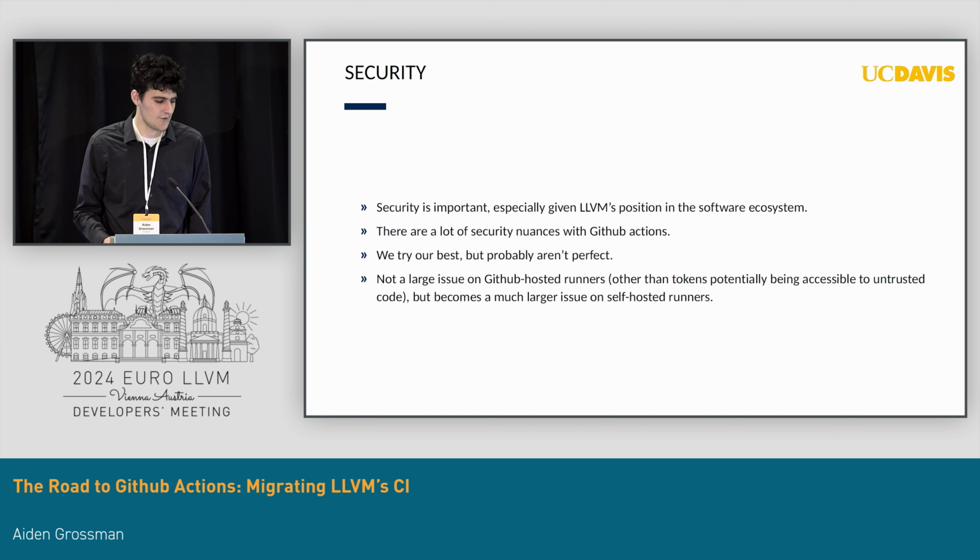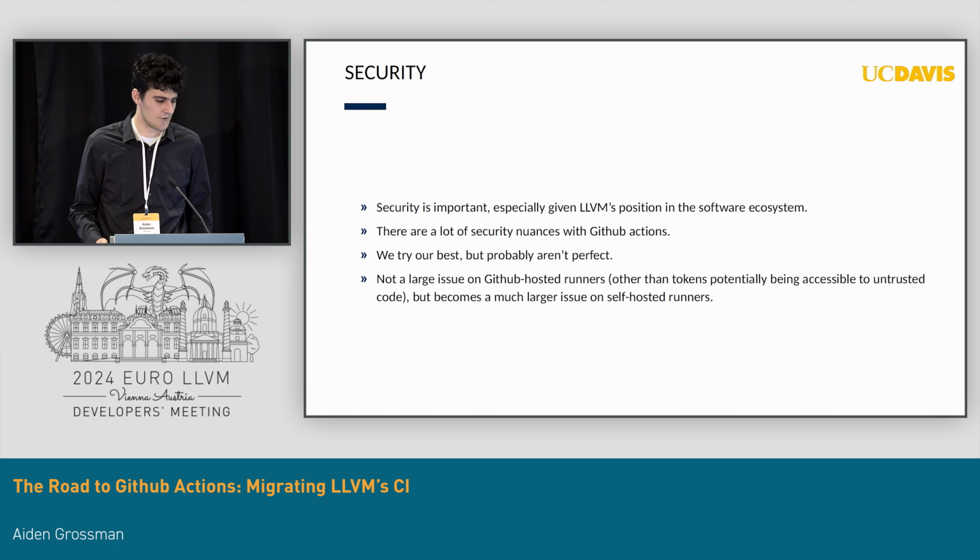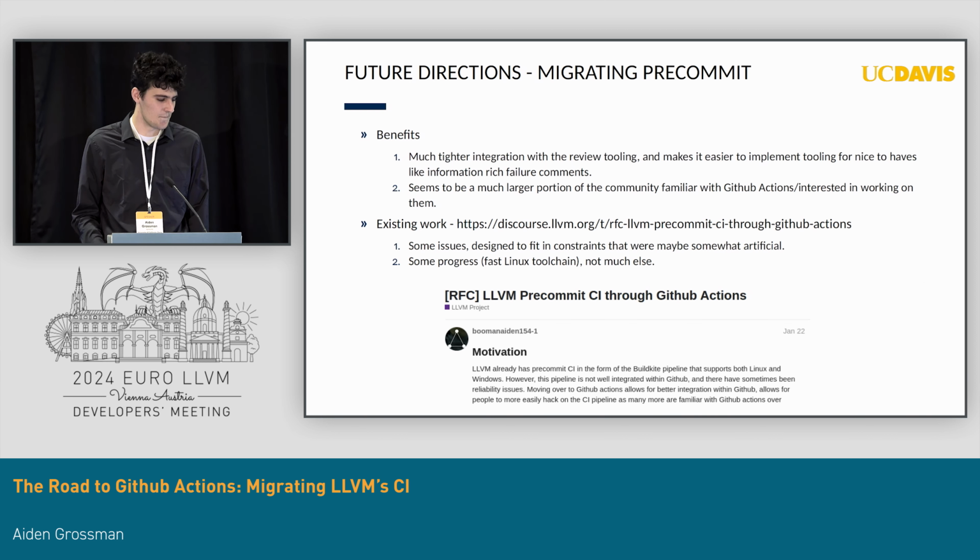It's not a super big issue on the GitHub hosted runners, but it can become a larger issue on self-hosted runners, because fundamentally you have to execute untrusted code on self-hosted machines. And you have to sandbox it appropriately and take specific measures to make sure that's reasonably secure.